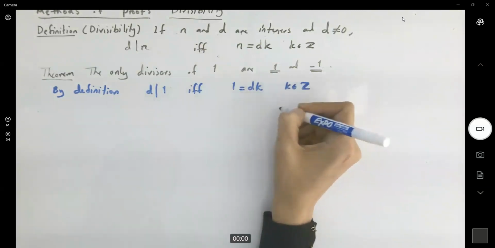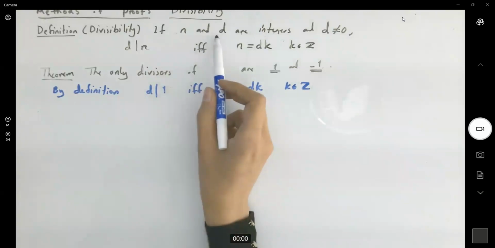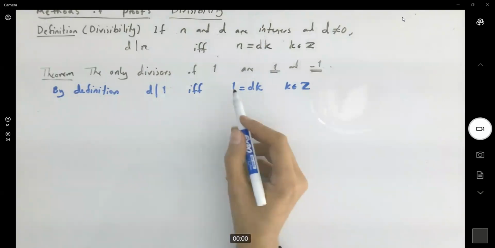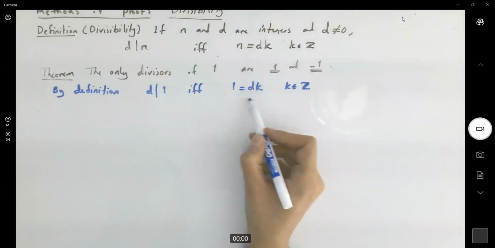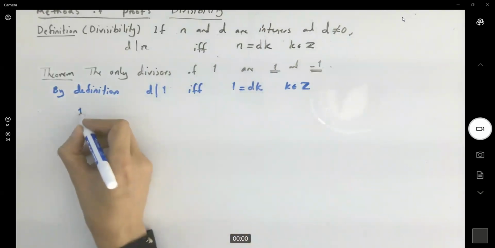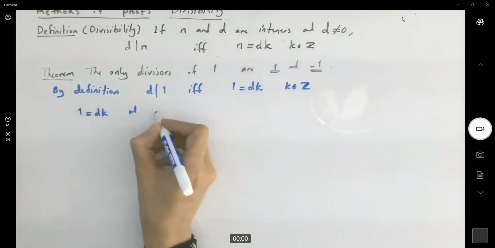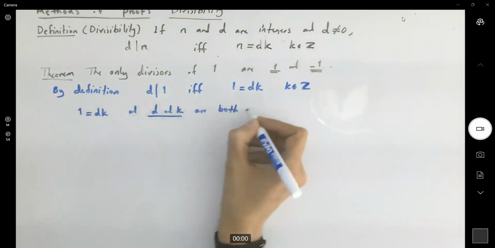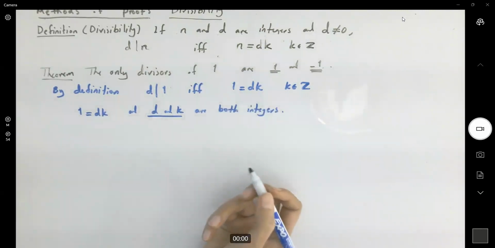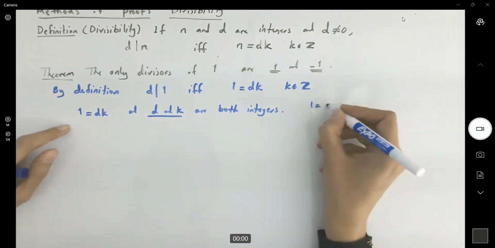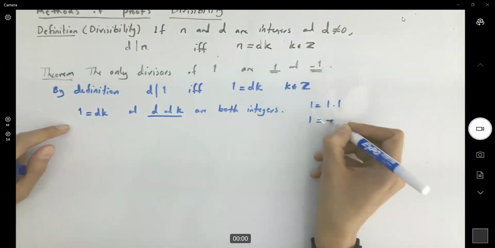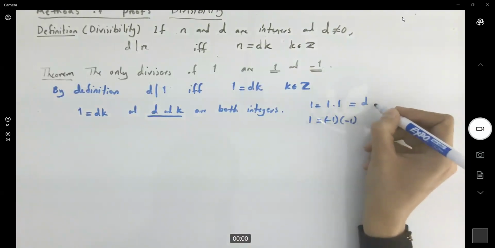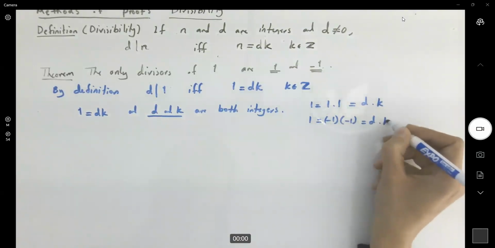k is an integer. Guys, remember that. d is also another integer, and d cannot be 0. Well, you have 1 equals d times k. Both of these numbers are integers. So what options do we have? 1 can be written as 1 times 1. 1 can be written as -1 times -1. We only have 2 options. So d is 1, k is 1, or d is -1, k is -1.